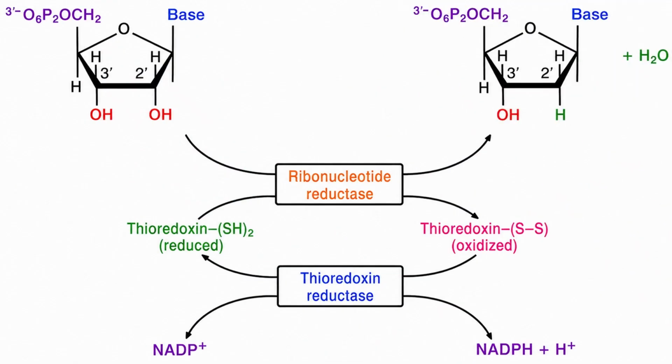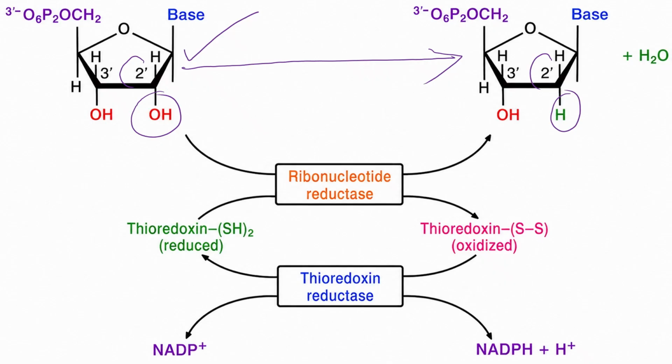How ribonucleotide reductase carries out this reaction of ribonucleotide conversion to deoxyribonucleotide can be understood in this slide. Here you can see on the 2' carbon there is an OH group, and here on the 2' carbon there is H, a hydrogen atom only. It means this is ribonucleotide and this is deoxyribonucleotide. Ribonucleotide reductase has removed this OH group and added this hydrogen atom, and water is formed as a byproduct of the reaction.